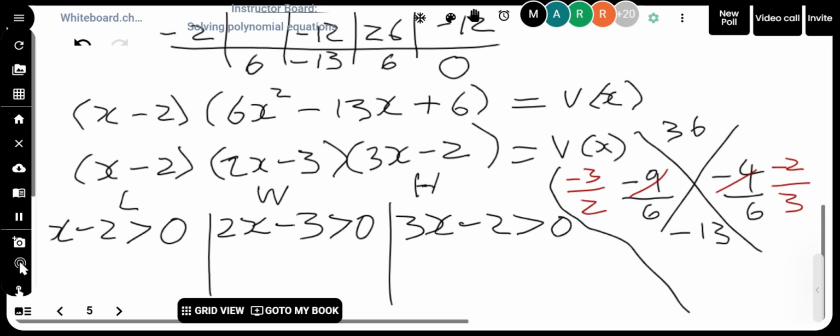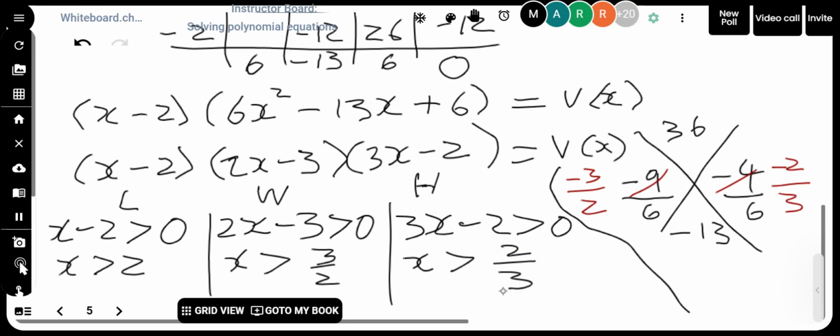Now, there's only one condition that this really honestly boils down to. First of all, let me rephrase these inequalities. Since x minus 2 is greater than 0, I'm going to put that minus 2 on the other side and say that x must be greater than 2, that x must be greater than 3 over 2. I'm just moving the 3 over and then dividing by 2, and that x must be greater than 2 over 3. Those are 3 conditions that we have to satisfy.